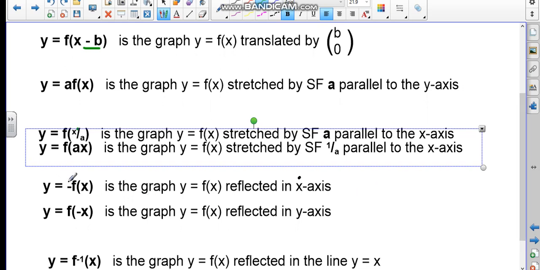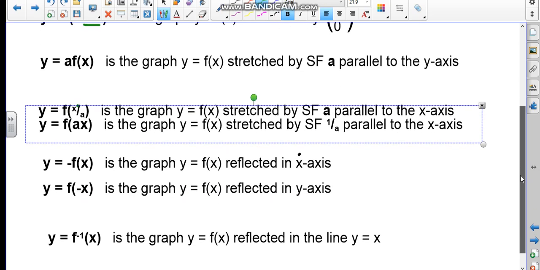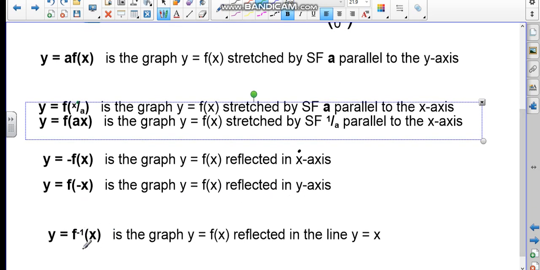These two here make the graph negative. If I work out my y values and make them all negative, that gives me a reflection in the x-axis. If I make my inputs negative, then the graph is reflected in the y-axis. And the last one we talked about last week: if I'm finding the inverse of a function, it's the graph f(x) reflected in the line y equals x.